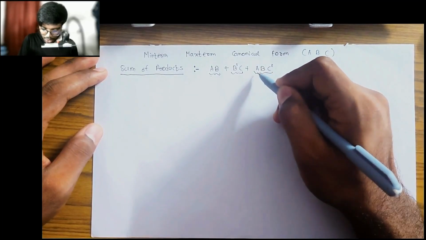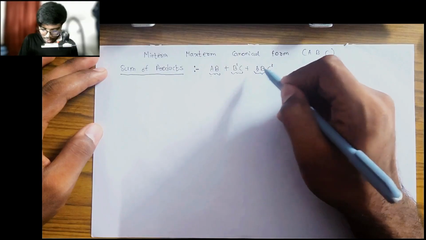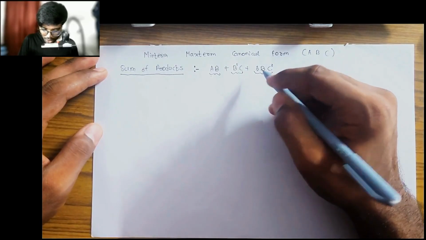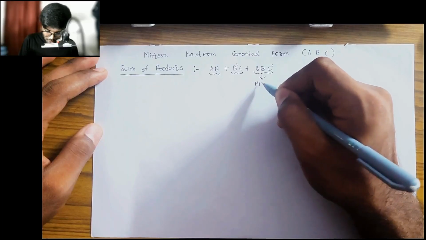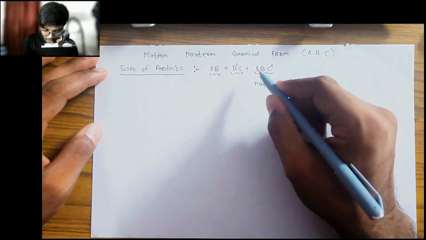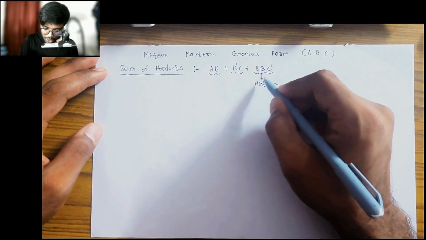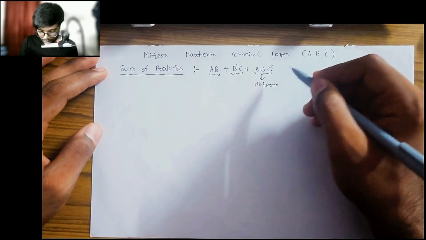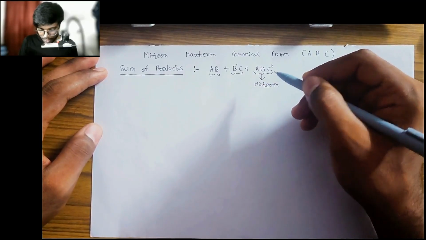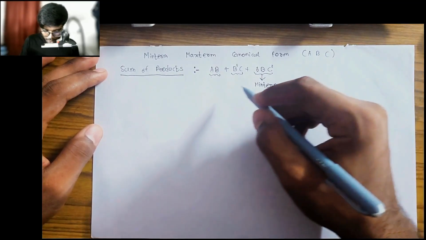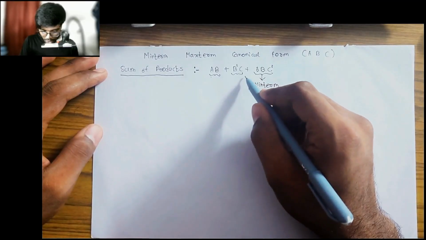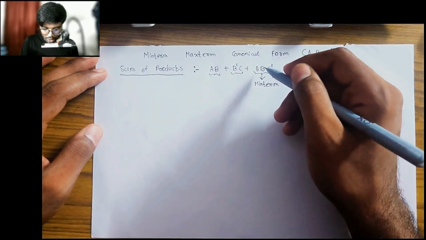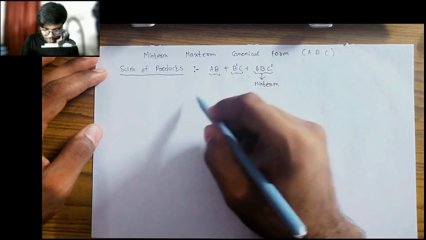But this specific term contains all the three variables of the function, A, B and C. It does not matter if it is normal form or complementary form, but it contains all the three variables. So this specific term is called a minterm. A minterm is one term of the Boolean expression which contains all the variables in any form, complementary form or normal form. Now, if every term of the Boolean expression is a minterm, then that is called the canonical form of SOP, canonical form of sum of products.